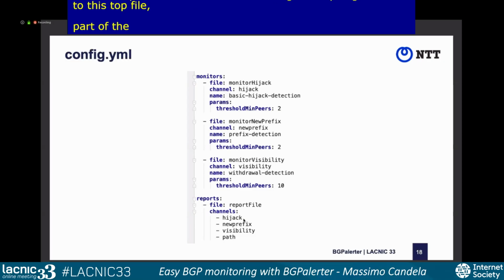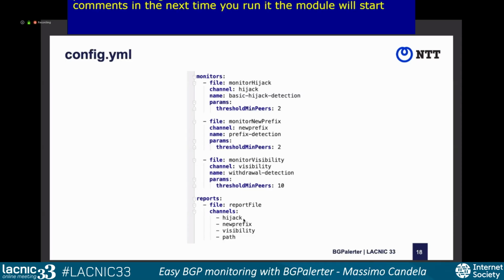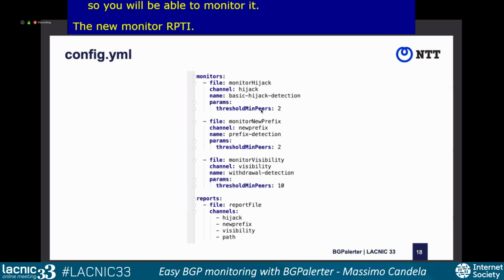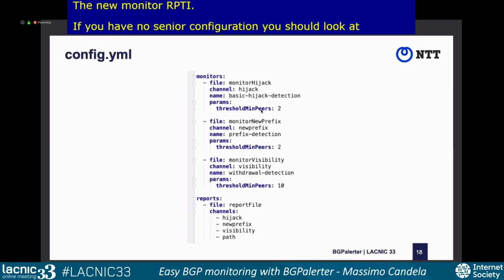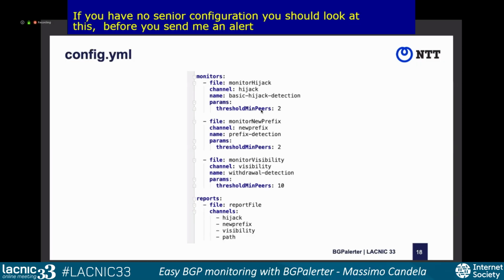You just remove the comment, and the next time you run it, that module will start. So you will be able to monitor, for example, for RPKI. There is a new monitor RPKI. You can do that. And this parameter, threshold min peers, if you have noise on your configuration, this is something you should look into, because it says before sending me an alert, I want to be sure that at least this amount of autonomous systems are able to see the same BGP message.